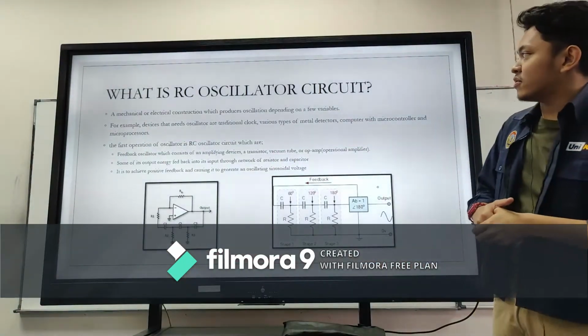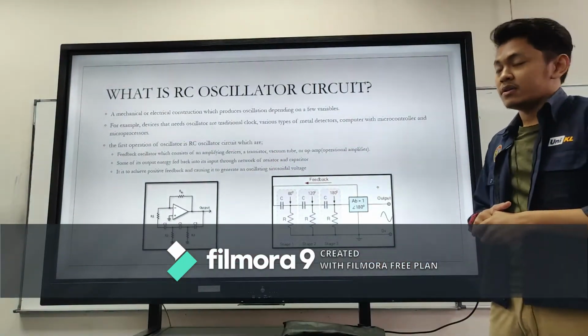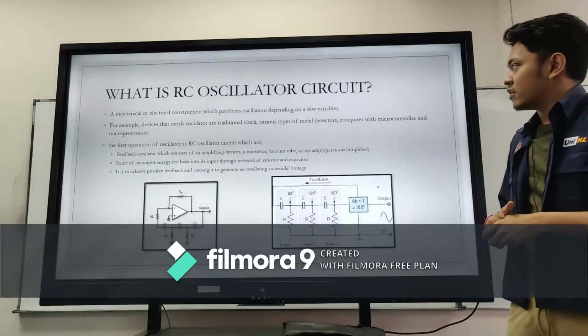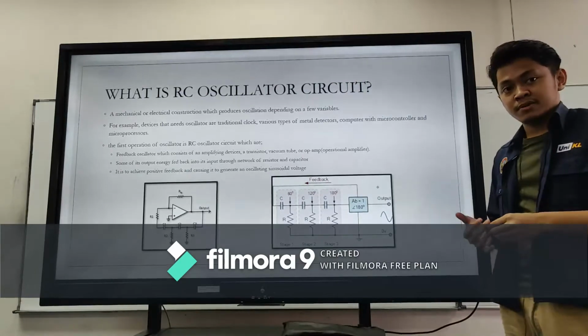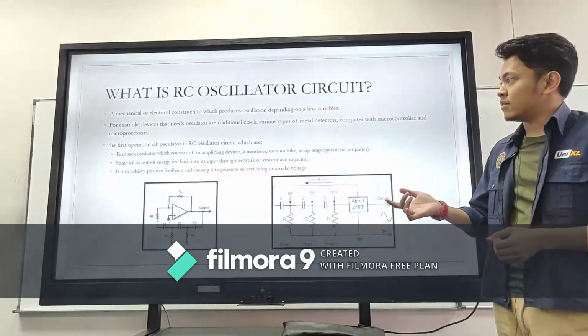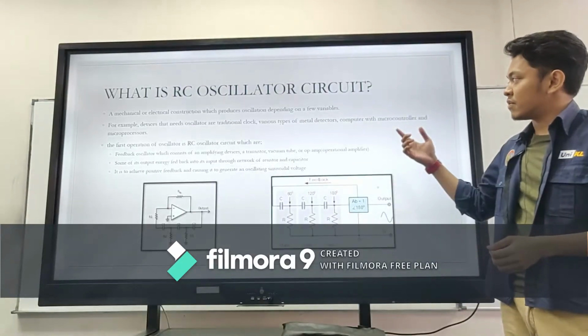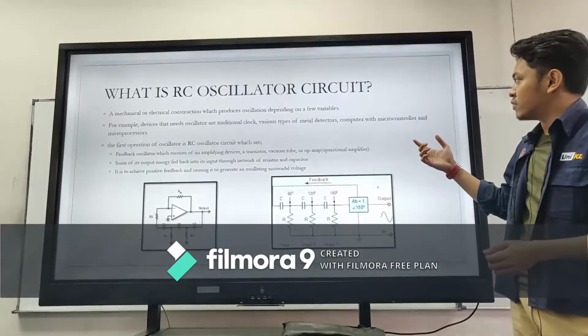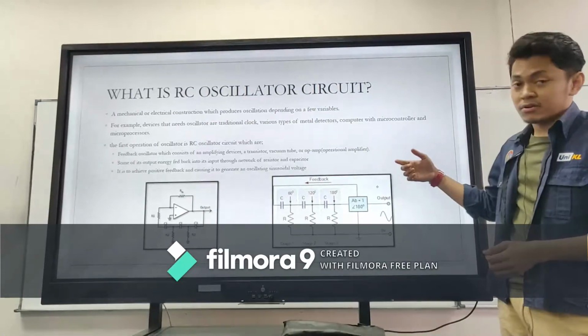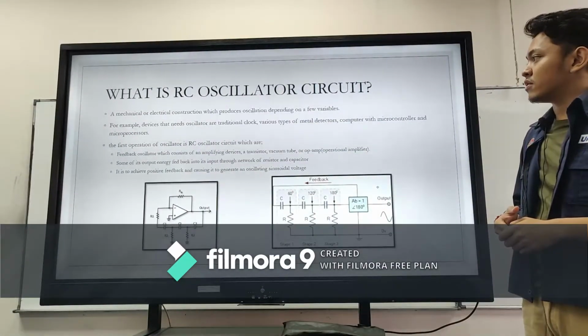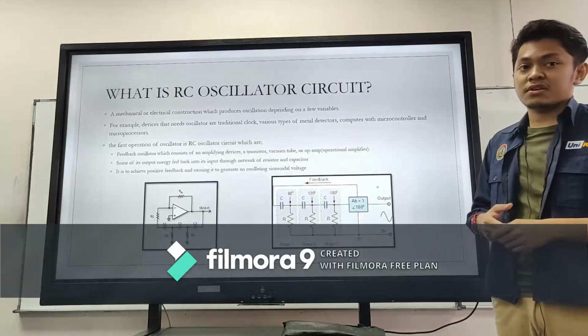So what is an oscillator circuit? First of all, it is a mechanical or electrical construction which produces oscillation depending on a few variables. For example, devices that need an oscillator are traditional clocks, various types of metal detectors, and computers with microcontrollers and microprocessors. So we will explain the first oscillator circuit, which is the RC oscillator.